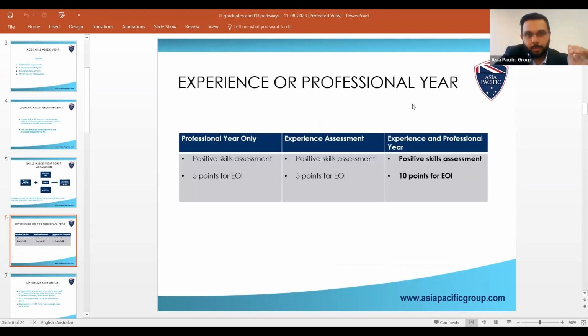So if you have just done, let's say, a Masters of IT, a standard IT degree, and then you just did a professional year, then you get a positive skill assessment and you get 5 points for the EY as well. If you've done experience of 1 year, you get a positive skill assessment and you get 5 points from EY. But if you get experience and professional year, you get 10 points. Okay, so that is how it adds up.